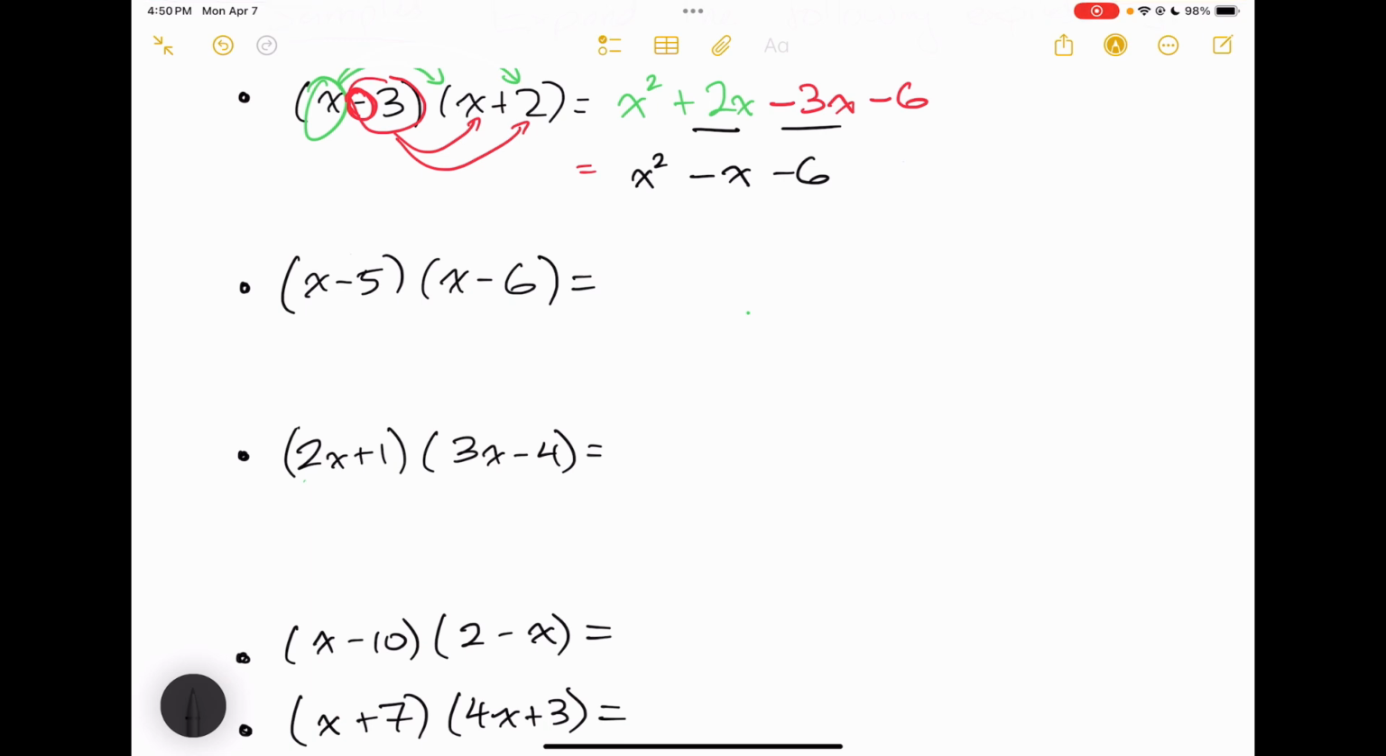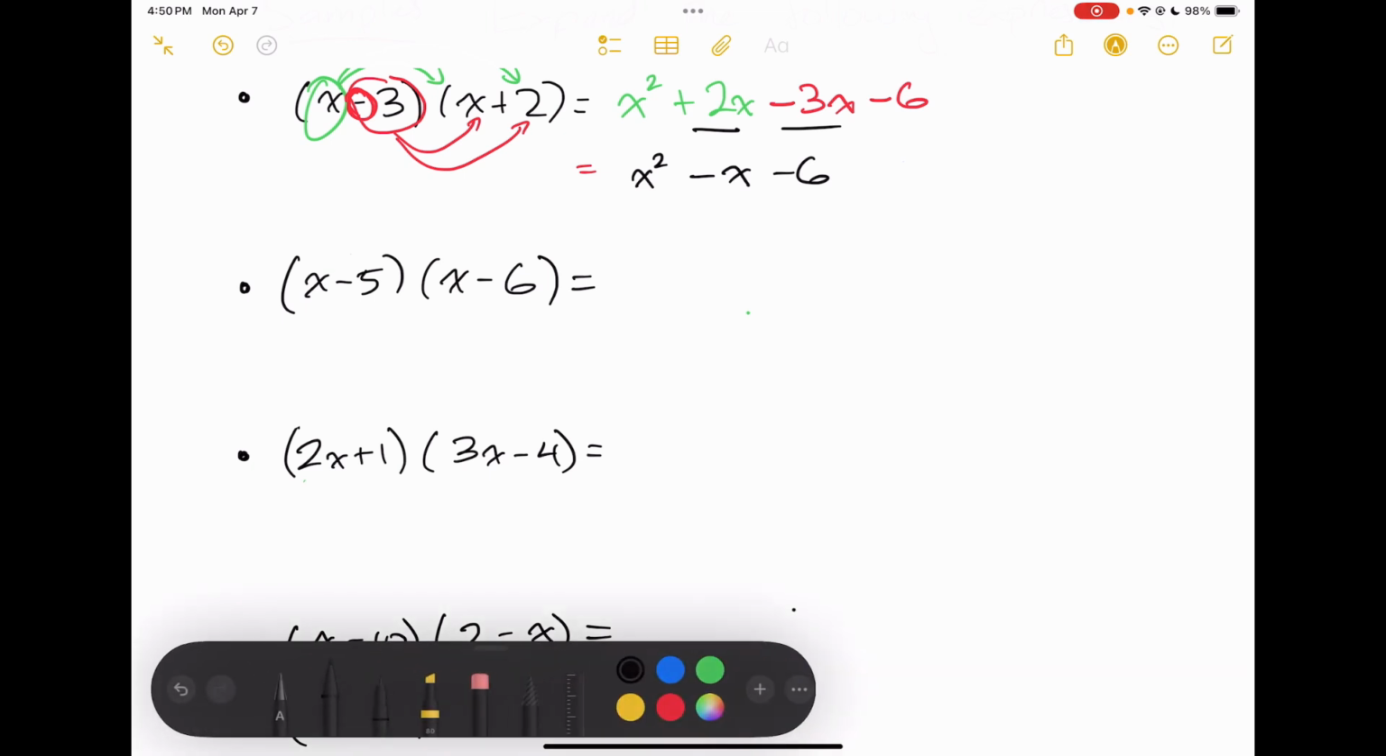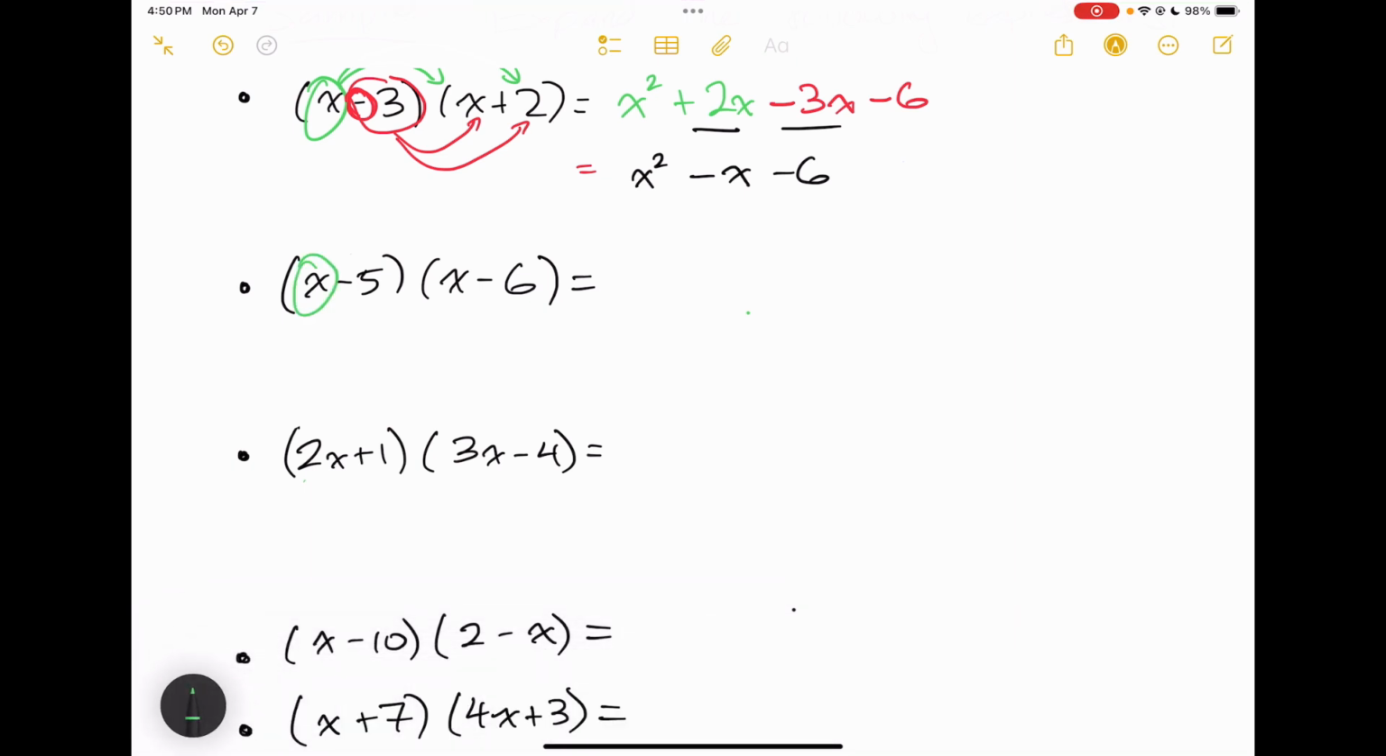Let's see an example where negatives exist on both of the binomials. Let's see that right here. We start off by having the terms of the first visit the ones in the second. I'll start with the first one. X times x is x squared.